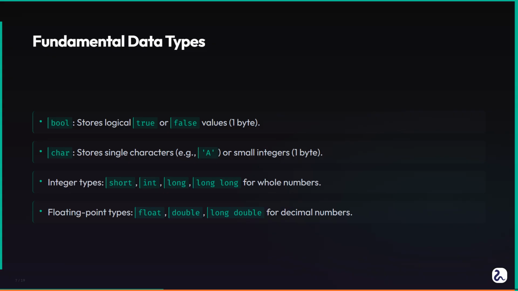C++ provides a set of built-in fundamental types. For logical values, we have bool, which holds either true or false. It typically occupies 1 byte, though the standard allows for flexibility. For single characters, there is char, also typically 1 byte, storing an ASCII character like 'A' or 'Z'. C++20 introduced char8_t for UTF-8 characters, and we also have wchar_t, char16_t, and char32_t for wider character sets.